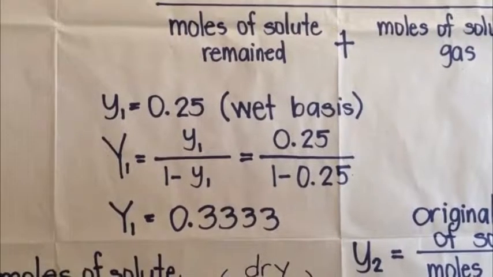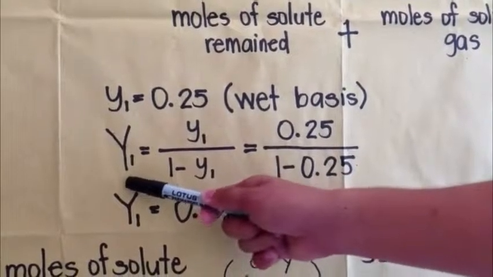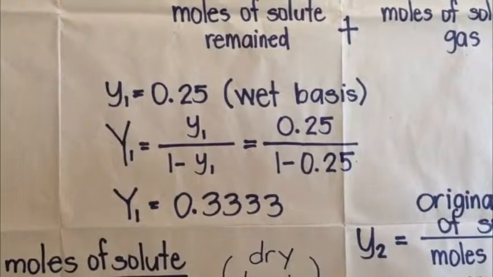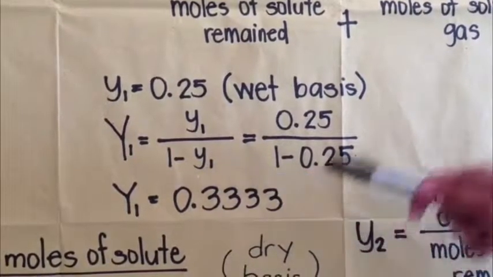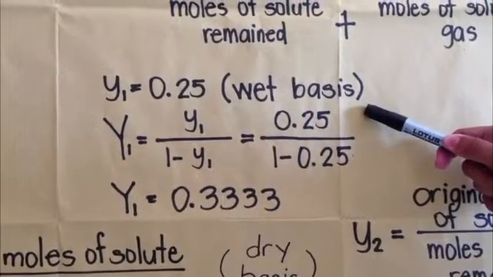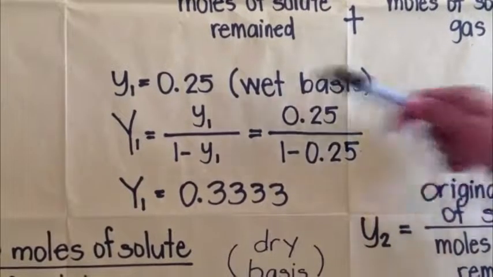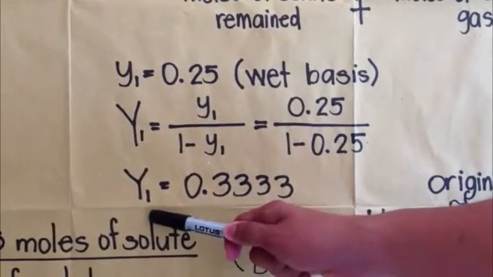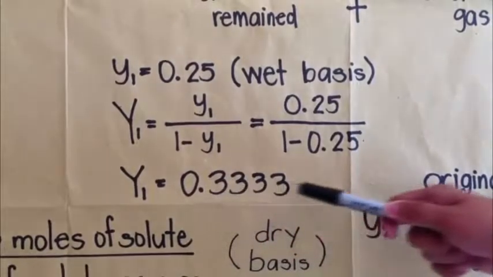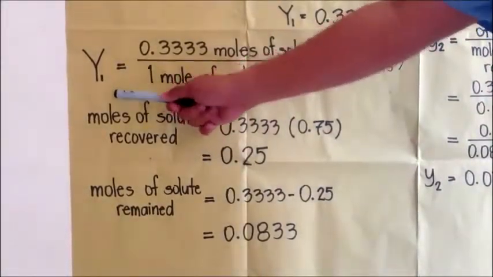First, we will convert our wet basis concentration to the dry basis. To solve this, we will just divide Y1 by 1 minus Y1, which is 0.25 divided by 1 minus 0.25. Solving for this, we will get a value of our big Y1, which is 0.3333.